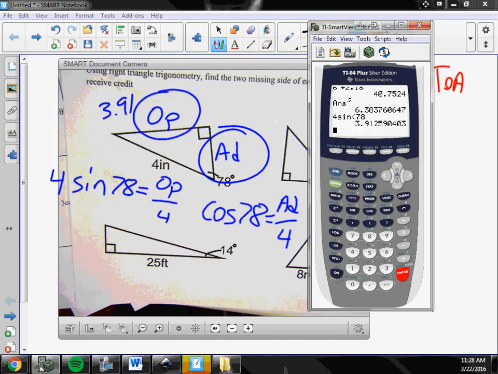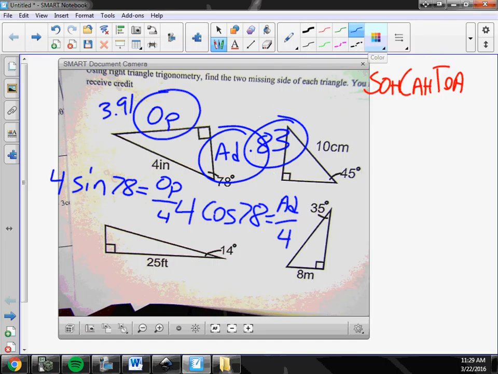We did the opposite. 4 cosine 78, 0.83. Does that number make sense? It's not very big. But how do I know that that number is probably right?